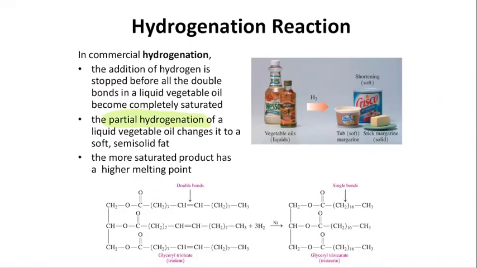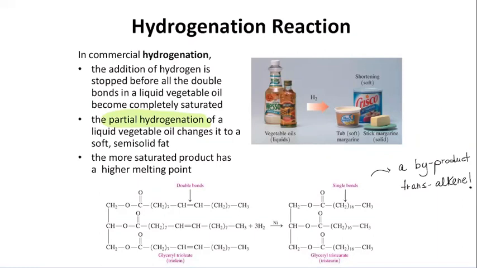Now, one of the things that is a side product or byproduct, meaning something other than your desired product, that is made, is a trans alkene.